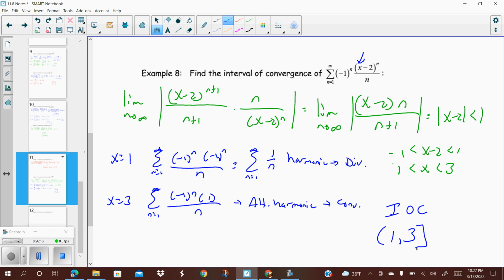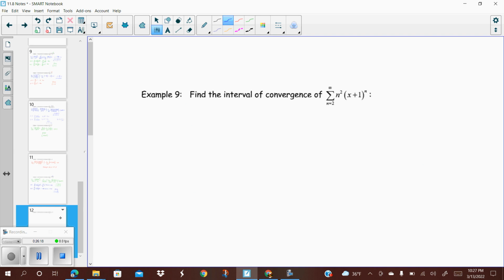All right, one more. We should be able to keep this thing under 30 minutes, which is good. Again, I'm looking at n squared times (x plus 1) to the n. More than likely, this is divergent, except for at its center, because I've got nothing to divide by. But let's just double check to make sure.